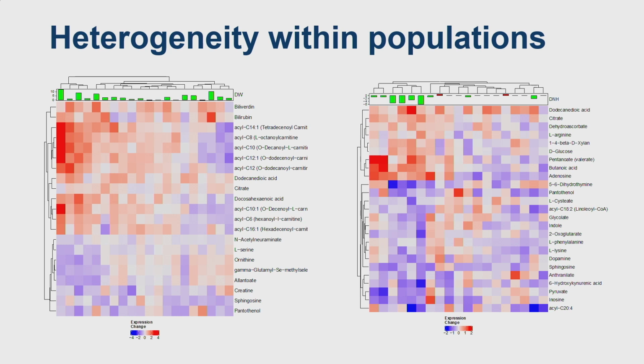I'm almost at the end, but I'm going to walk you through these two heat maps to give you a sense of how you could use this to understand the heterogeneity within populations: the patients who gain weight, the patients who don't, the patients who keep having symptoms, and the patients who don't, using this as a potential biomarker approach.